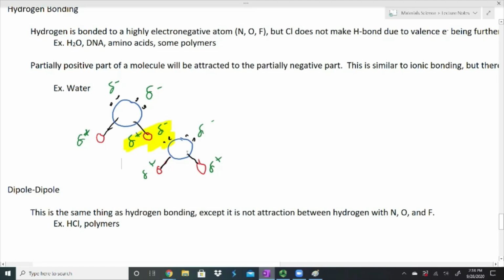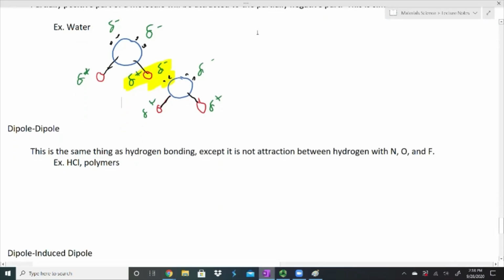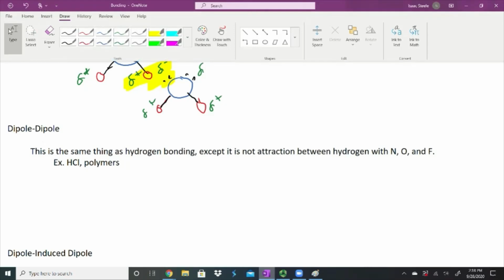So what's the difference between hydrogen bonding and dipole-dipole? Well, if we have a dipole that is between hydrogen and nitrogen, oxygen, or fluorine, it is just so much stronger than other types of dipole bonds that we give it its own name, just because it's so significantly stronger than the other ones. But a dipole-dipole is exactly the same thing. It is just an interaction, but not between hydrogen with nitrogen, oxygen, and fluorine. So we have something like HCl or polymers.